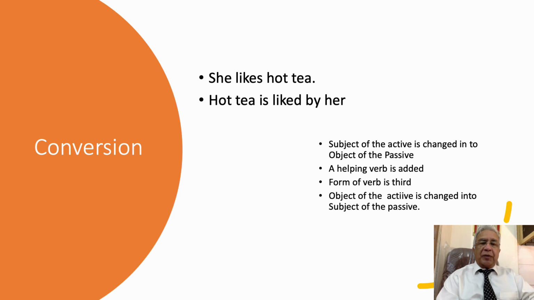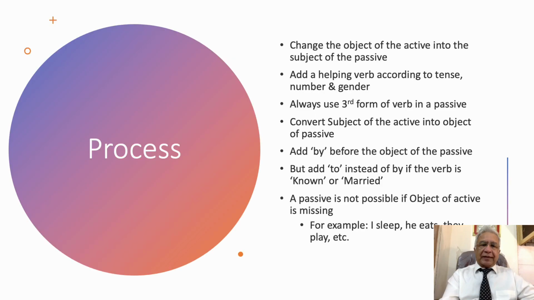Wherever the helping verb is not present in the active voice, a helping verb is added in the passive voice. If the helping verb is already present, then other additions are made that I shall clarify in some next slide. But so far, it is about this slide. Let's go to the next slide.